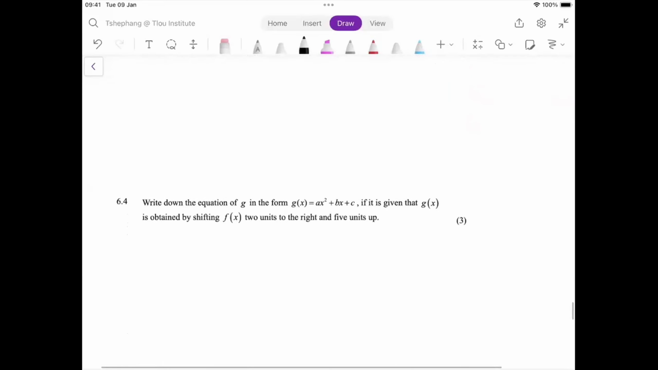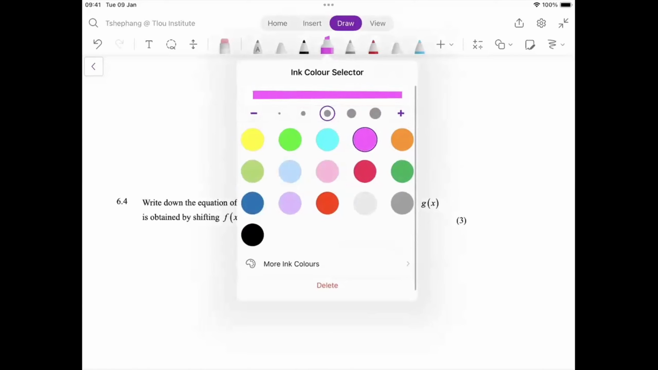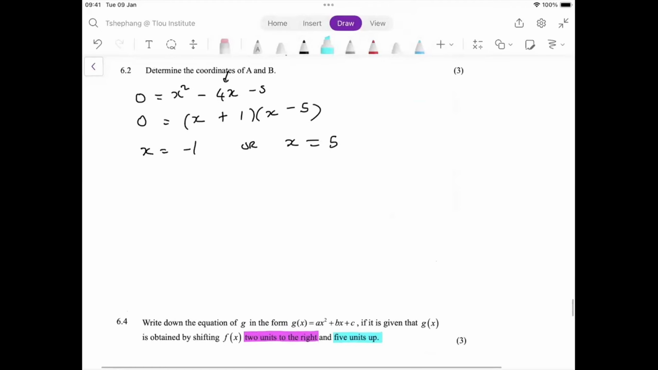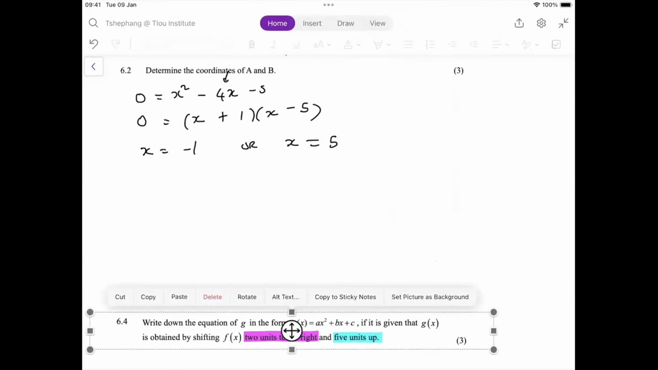Now let's see. Write down the equation of G in the form G of x is equal to ax squared plus bx plus c, if it is given that G of x is obtained by shifting f of x 2 units to the right and 5 units up. So this is very important. Let me highlight. 2 units to the right and 5 units up. Okay, let me see if I can move this up.